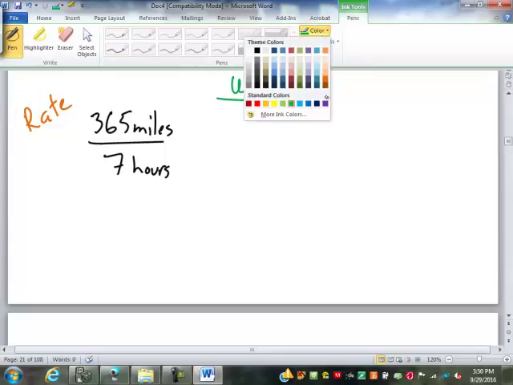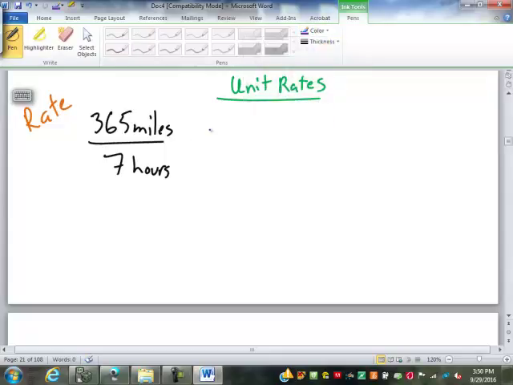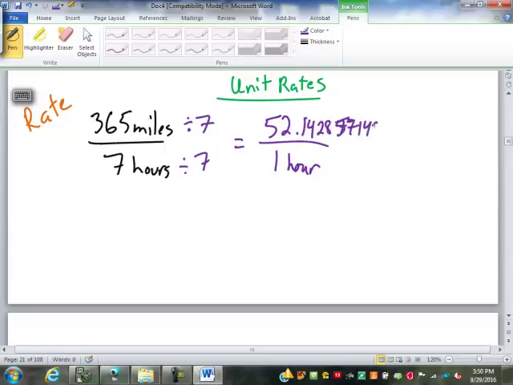So to turn it into a unit rate, we're just going to divide by whatever the numerical value of the denominator is. The denominator, or the bottom number here, is 7. So I'm going to divide by 7. Well, 7 hours divided by 7 is just 1 hour. 365 miles divided by 7 is 52.142857143 approximately miles. Of course, we're going to round that. But now you can see it's a unit rate because the denominator has a numerical value of 1. Now it's 1 hour. We still have to have the label there.